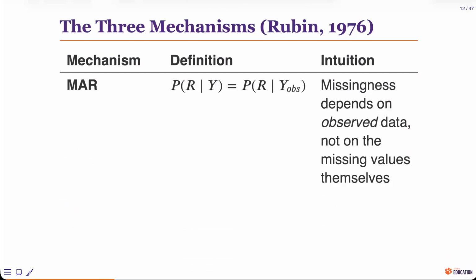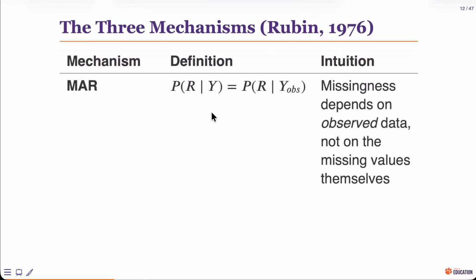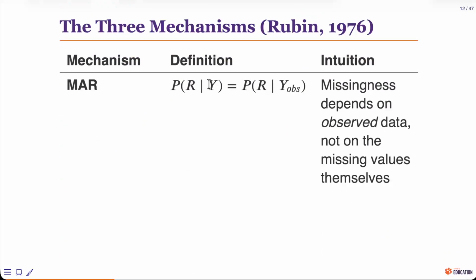Then something that sounds very similar, but functions a little bit differently, is missing at random, or MAR. Missing at random, which sounds a lot like missing completely at random, says that the probability of observations being missing is due to observed data that you have collected, but not actually the missing values themselves.